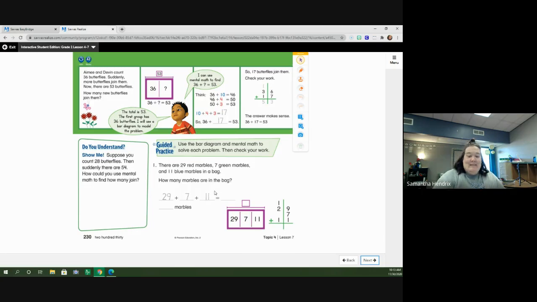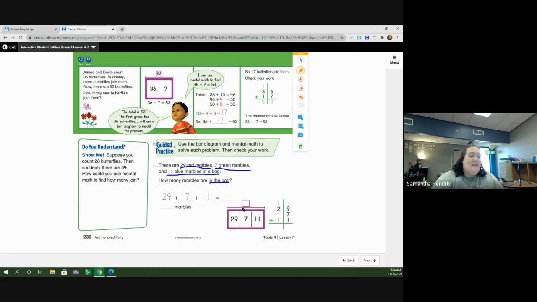Okay, guided practice. We are not going to do the top. That's our video that we watched today. So, use bar diagram and mental math to solve. We're going to solve it however we want to solve it. 29 red marbles, 7 green marbles, and 11 blue marbles. How many marbles are in the bag? So we're going to add them all together. They've done that for you. I'm not going to trace it because it would look horrible. You go ahead and trace it. Okay? How many in all?